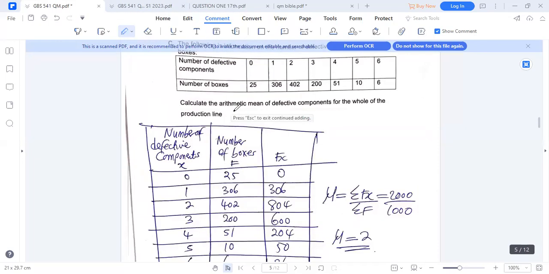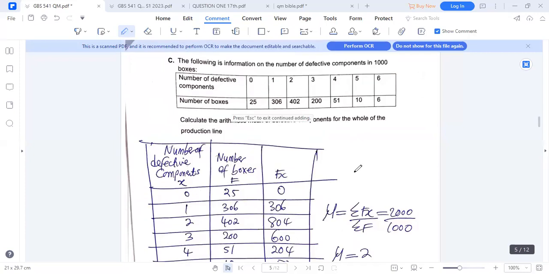All right, so I can go to part C, where we're looking at what? The arithmetic mean. So N, the number of defective components, and the number of boxes. Now the question is asking us, from the information here, to calculate the arithmetic mean of the components of the whole production line. The key thing is you multiply this times that, this times that, this times that, and you sum them up. People didn't have a problem with that. The problem is over what? Over n. Which one was your n?